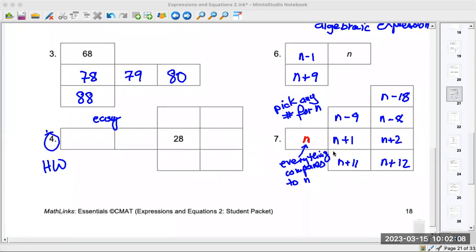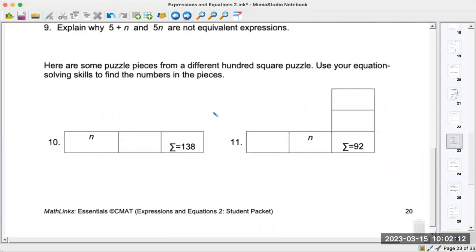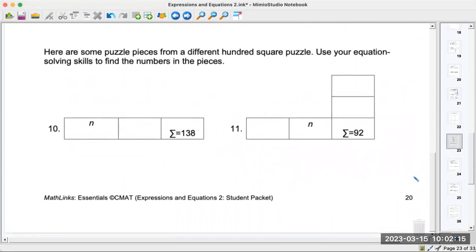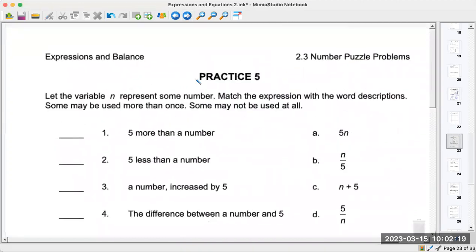We're going to go to page 20. Page 20, down here, see that? Go up and practice 5. Let's start this in this lesson and you finish it. Let the variable n represent some number. Match the expression with the word descriptions. Some may be used more than once. It's always good to read the instructions. Some may not be used at all.